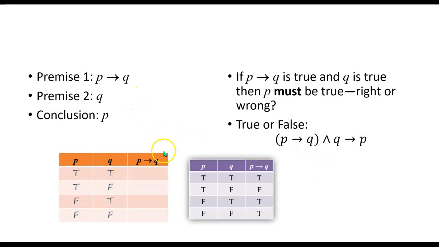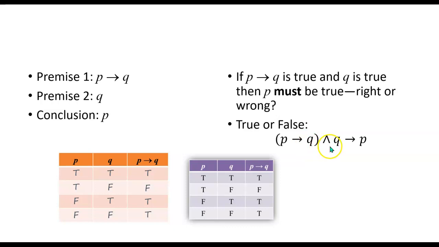We'll start by noting down the value for each row of if P then Q. So if true then true is true. If true then false is false. If false then true is true. If false then false is true. So that's this part of it.